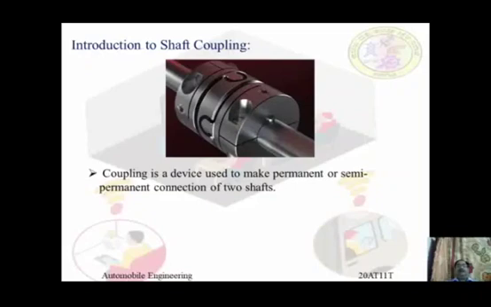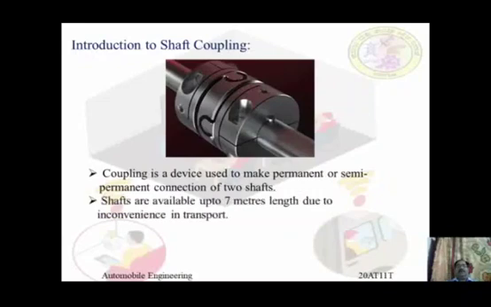Coupling is a device used to make permanent or semi-permanent connection of two shafts. See students, this shaft coupling couples only the shafts. So it is a device used to make permanent or semi-permanent connection of two shafts.